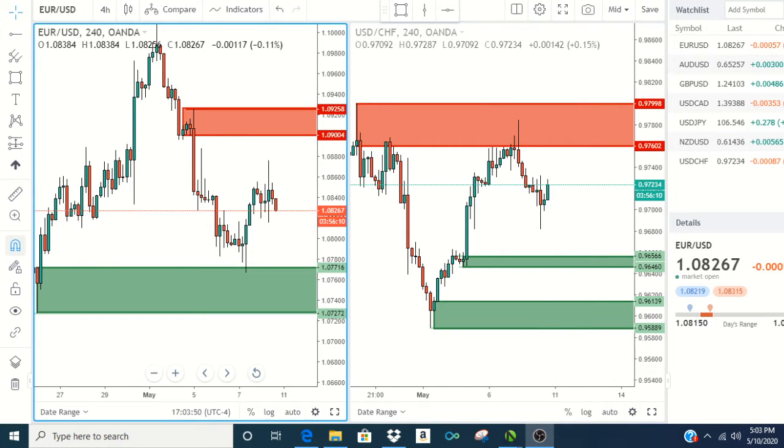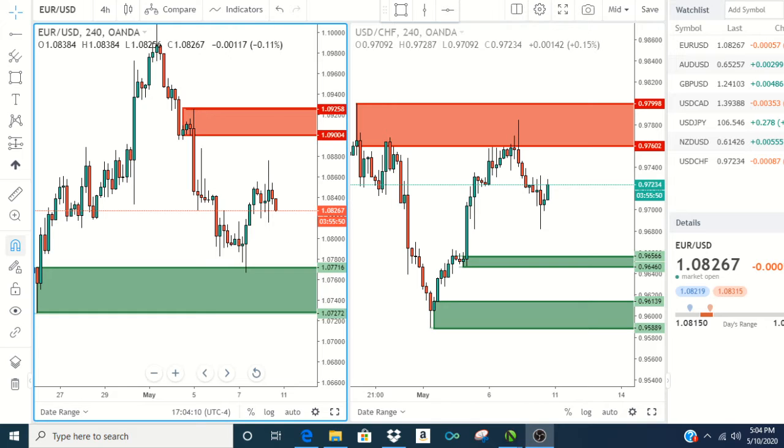All right, so it is Sunday. The market's just open, and today's topic is going to be how to use market correlation with supply and demand zones. Okay, so as of right now, you can see that I've already drawn my zones.